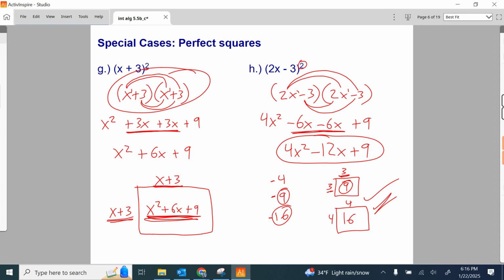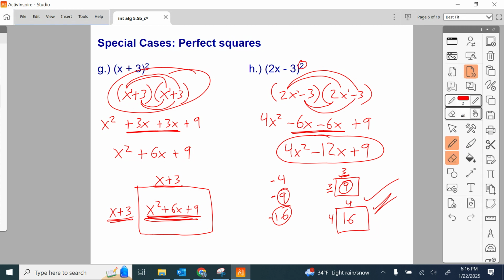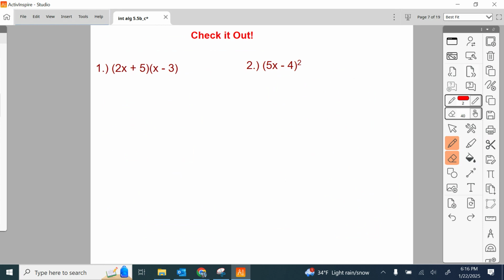All right, I think that's all we have to cover in today's notes. I have a couple for you to try. So try number 1, see how that goes. Try number 2, it's a perfect square trinomial, or a perfect square. So we have 5x minus 4 to the power of 2. Multiply those together, and you'll end up with a perfect square trinomial. So see how that goes. We'll pause the video, and then we'll take a look at your answers in just a minute.